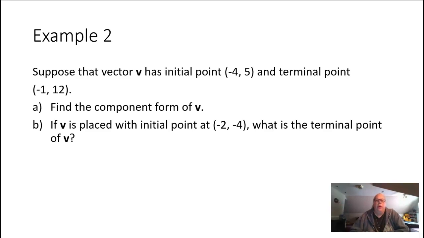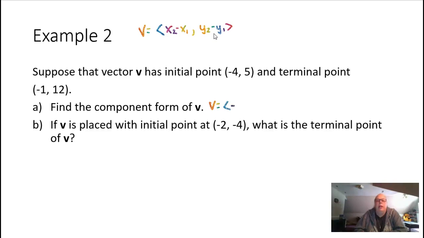Example 2: suppose the vector v has initial point negative 4, positive 5, and terminal point negative 1, positive 12. Part A, find the component form of v. All right, our formula for the component form is just going to be x2 minus x1, comma, y2 minus y1. So let's see if we can find the component form of this.